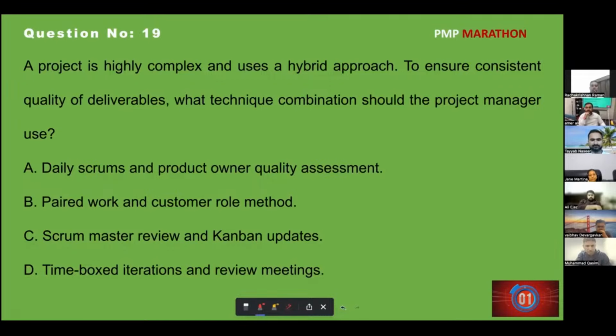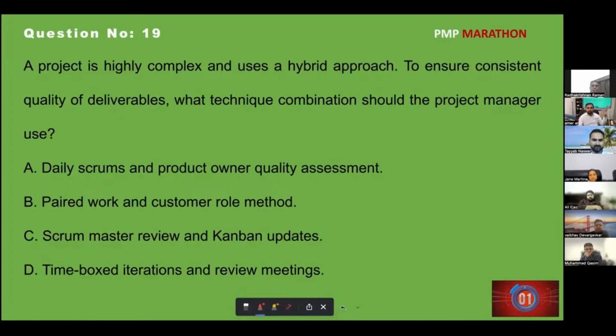A project is highly complex and uses a hybrid approach. To ensure consistent quality of delivery, which technique should the project manager use? Daily Scrum. There is no A option, it does not exist. Product quality, what is that? Paired work and customer role method. Scrum master review and Kanban.